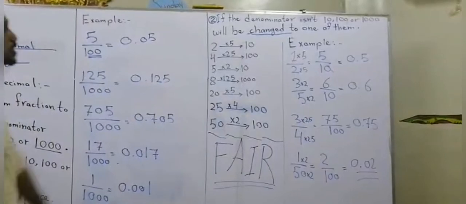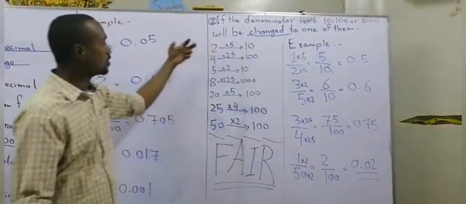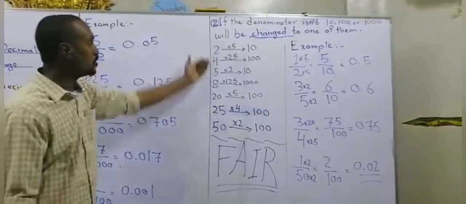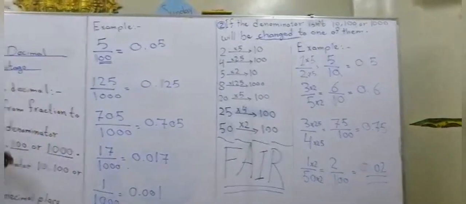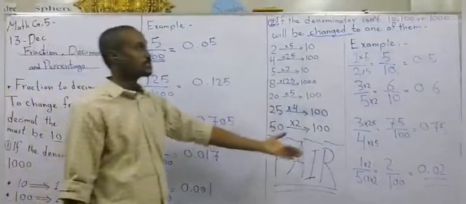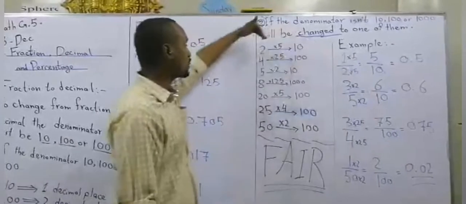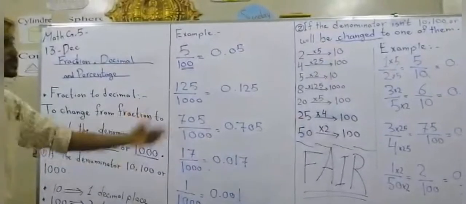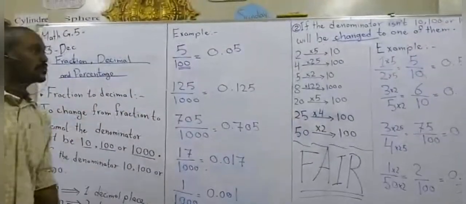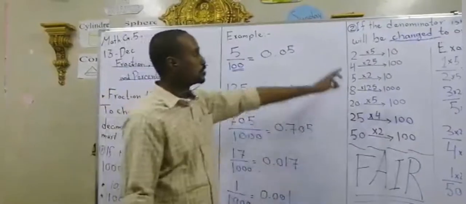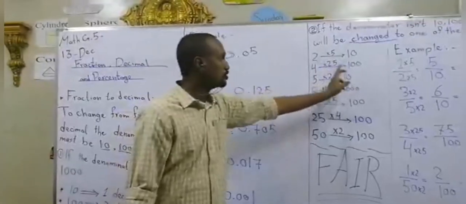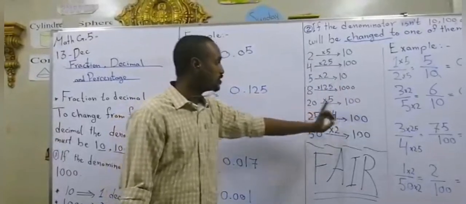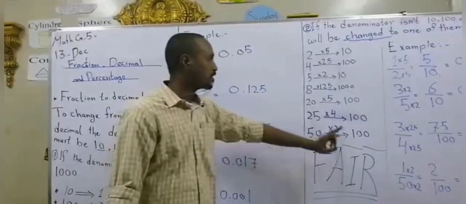This is how I change it if the denominator is 2, 4, 5, 8, 20, 25, 50. If the denominator is not one of these and it's not 10, 100, 1000, we're going to study this next year. For now, what I want you to know is how to change from fraction to decimal if the denominator is one of these or 10, 100, 1000. This is how we do it. Remember, 2 to 10, 4 to 100, 5 to 10, 8 to 1000, 20, 25, 50 to 100.